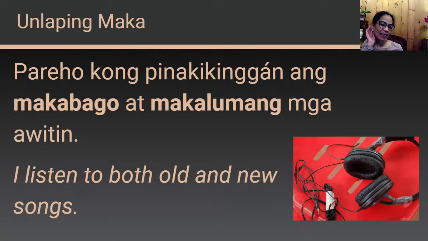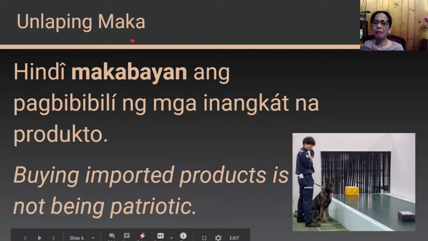Pareho kong pinakikinggan ang makabago at makalumang mga awitin. So I have this symbol, this. So listening to music, I listen to both old and new songs. Okay, awitin for songs. Again, let's say our sentence example. Pareho kong pinakikinggan ang makabago at makalumang mga awitin. Pareho for both. Unlaping maka.